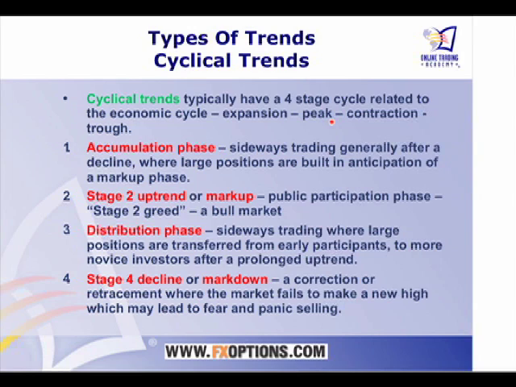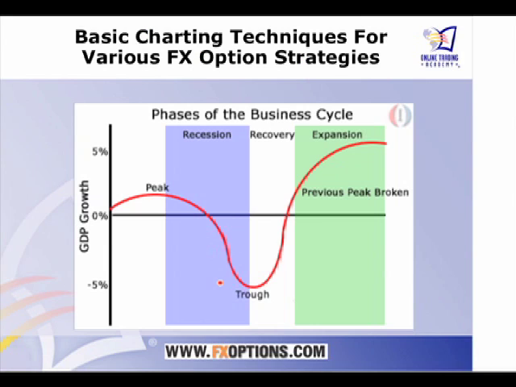I prefer to trade the cyclical trends. The cyclical trends are related to the business cycle, the economic cycle. The economy has the expansion, peak, contraction, trough. And the stock market, the bond market, the currency markets, the gold, every one of these markets, commodities markets, has an accumulation phase followed by an uptrend, followed by a distribution phase, followed by a downtrend.